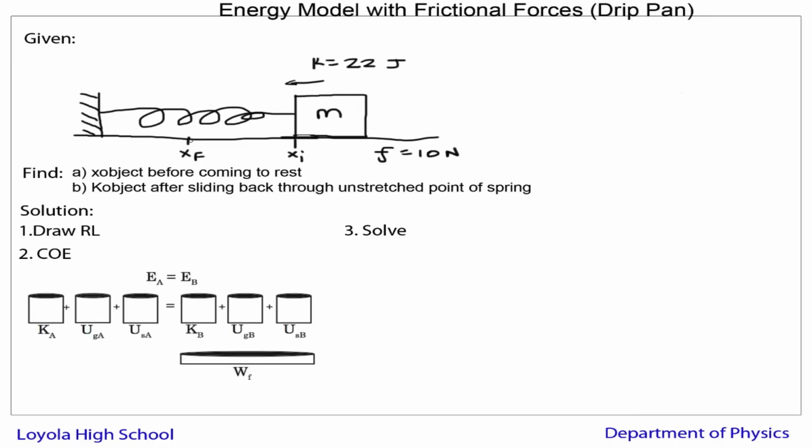And then second, after it does stop at x final, what is its velocity after it comes back to x initial? Now it's going to be less than 22 because it's going to lose energy on the way to x final, and it's going to lose some more energy on the way back to x initial. So there's going to be friction acting in both directions there. So we want to find these two things. So we have an energy model type problem. So let's analyze this problem.